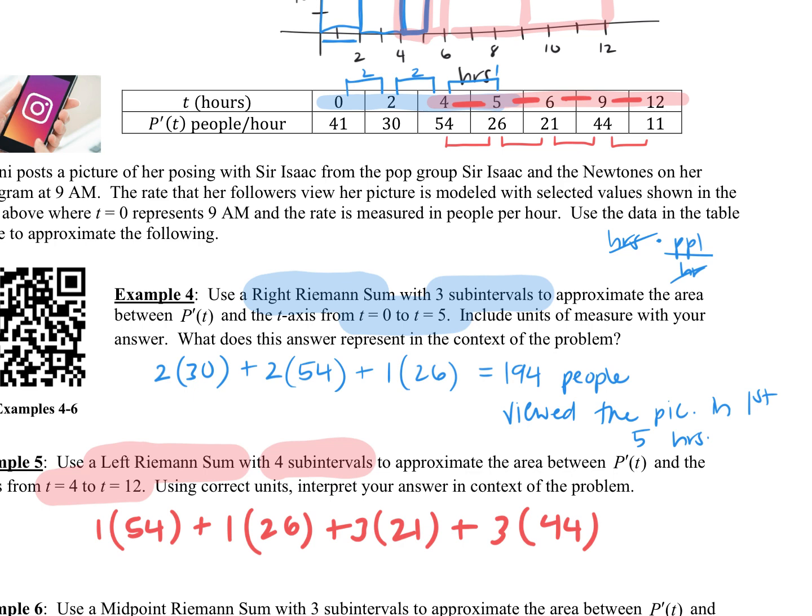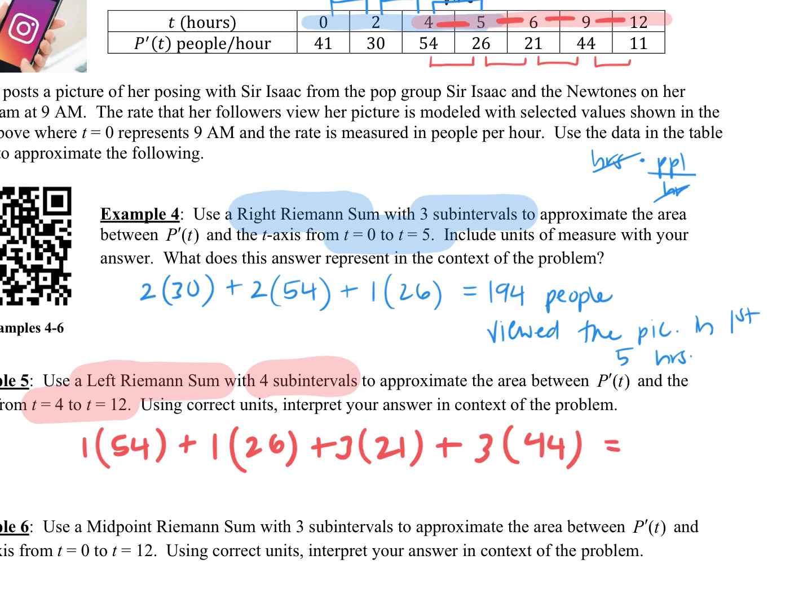Okay, so for left-hand Riemann sum, we ignore the last y value. For right-hand Riemann sum, we ignore the first y value. Okay, so I can add all these things together. When I add all these together and I multiply it out, I get 275.